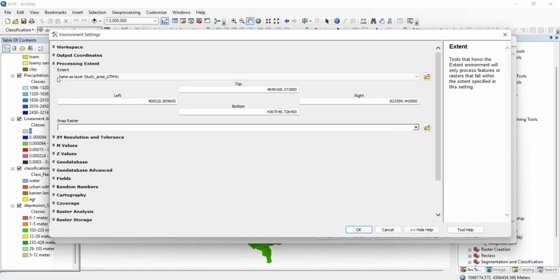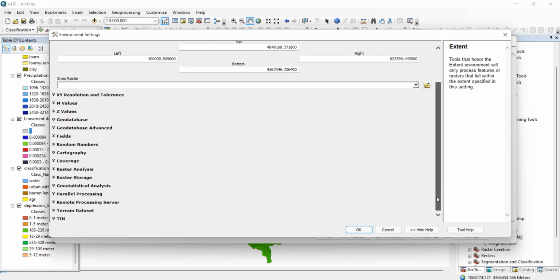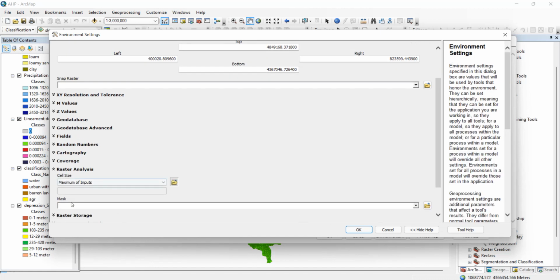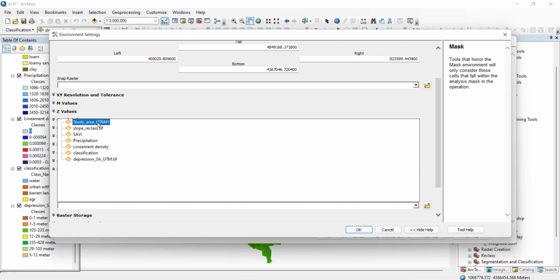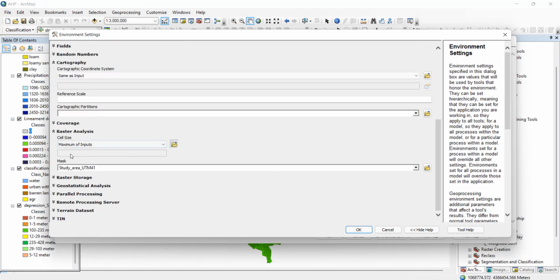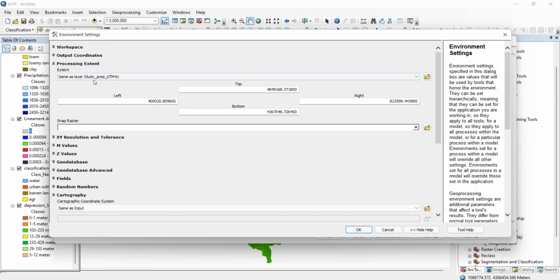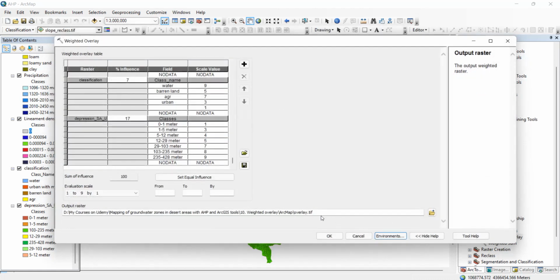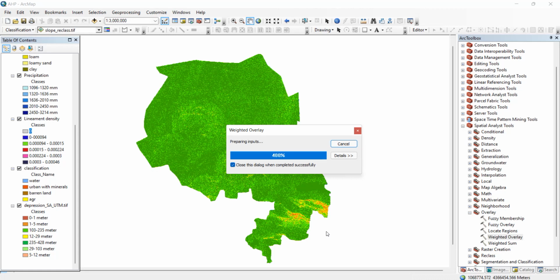See that the shapefile which I also added to my data frame, and also go to raster analysis. See that there is a cell size and the mask, and we should define a mask again, our study area in UTM format shapefile. So our raster analysis, study area, and processing extent, study area. Okay, so our influence and etc. all ready, and let's click OK.